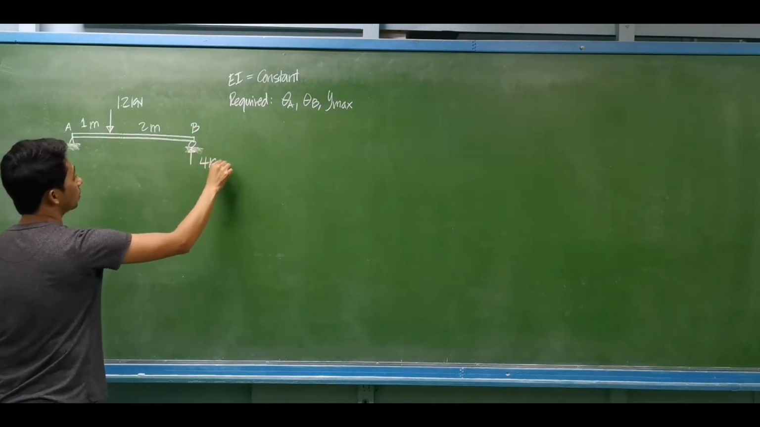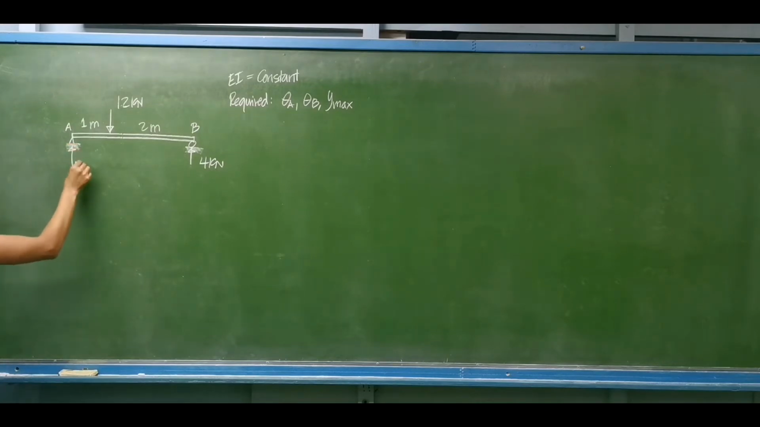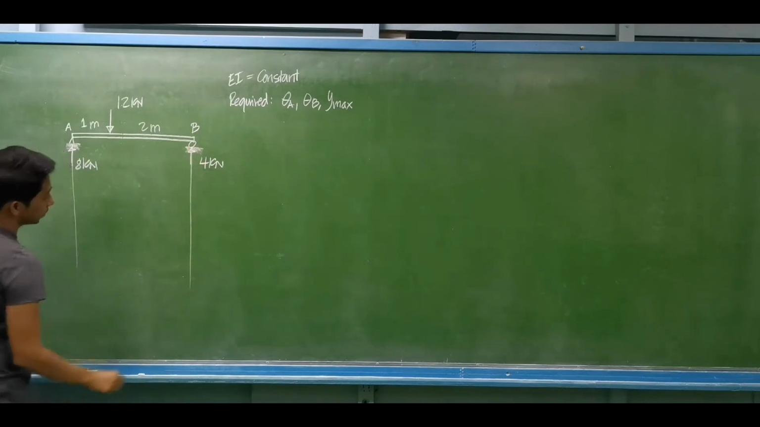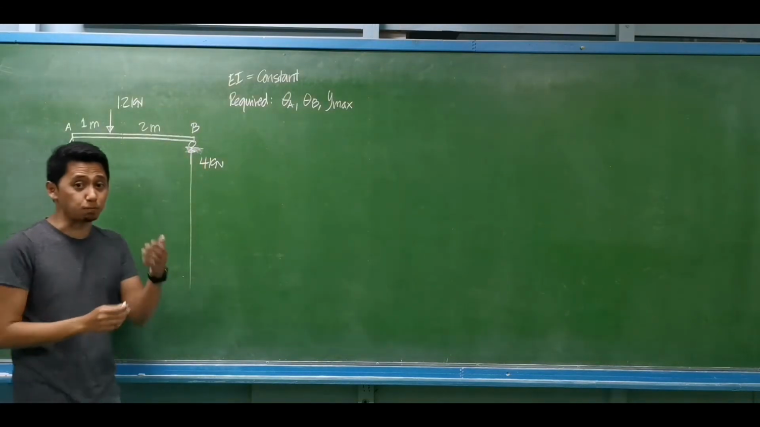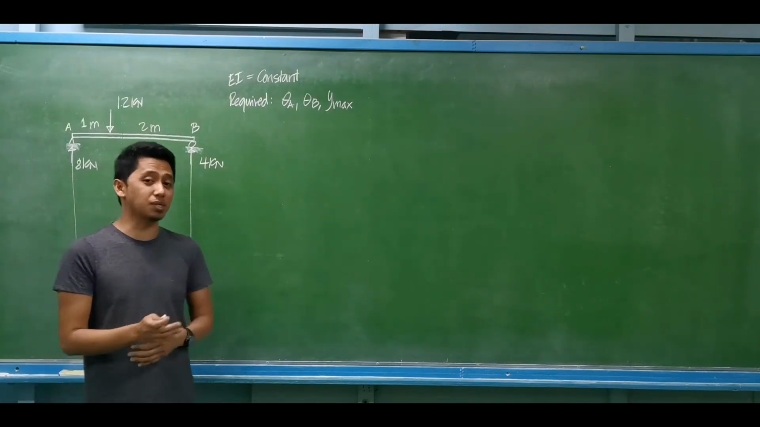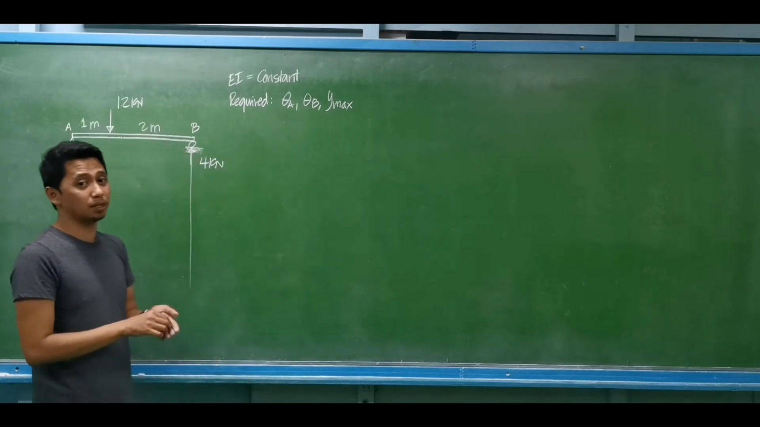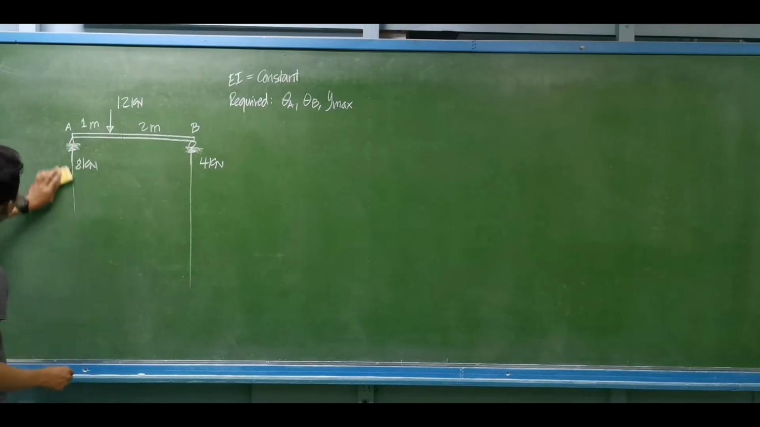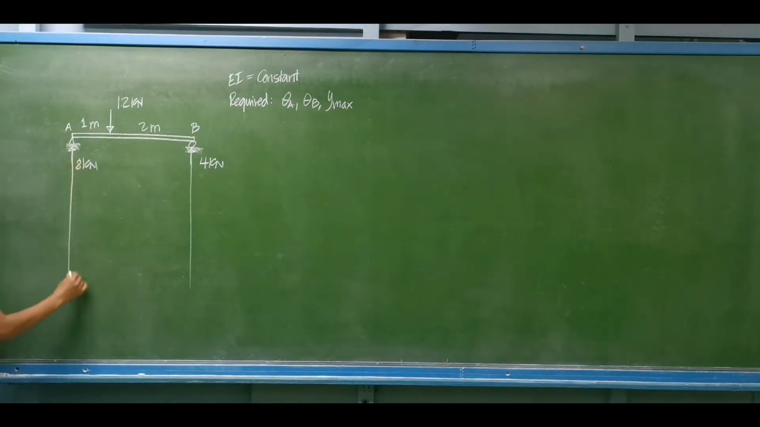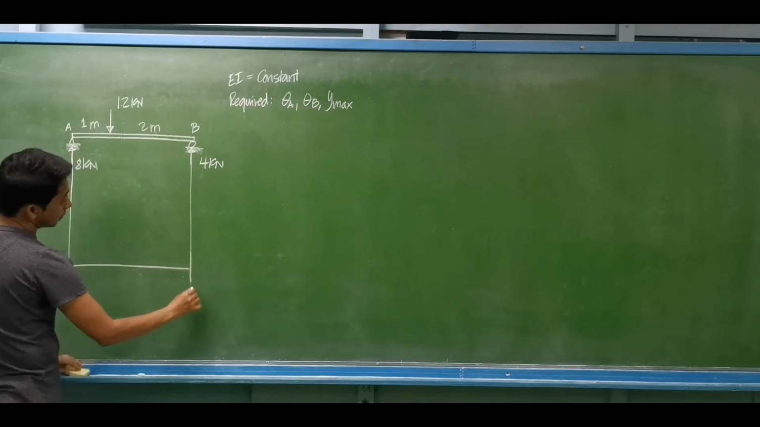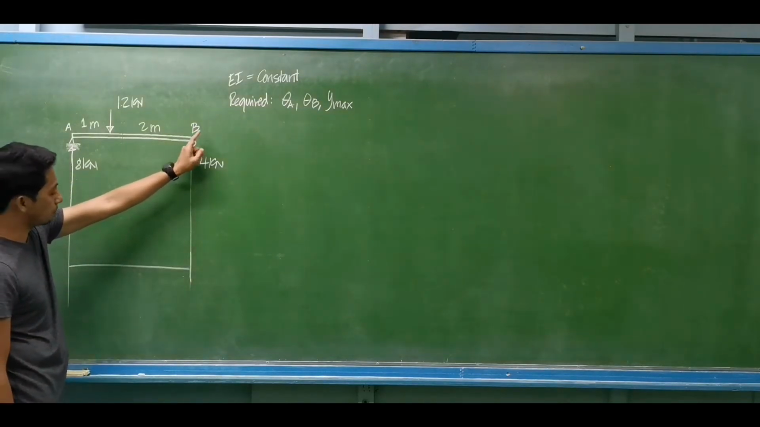So this is 4 kilonewtons. This one is 8 kilonewtons. Okay, then after computing the support reactions, you are to pick a fixed point wherein you are to draw the moment diagram. So this moment diagram is not the same as the usual moment diagram from our previous discussions. So for example, I'll be choosing a fixed point, point B.